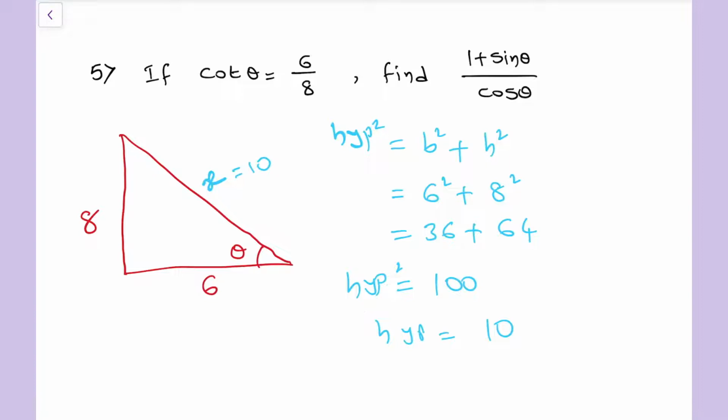Now let us find out what he is exactly asking in the question. That is 1 plus sin theta divided by cos theta. 1 plus sin theta, whole divided by cos theta.